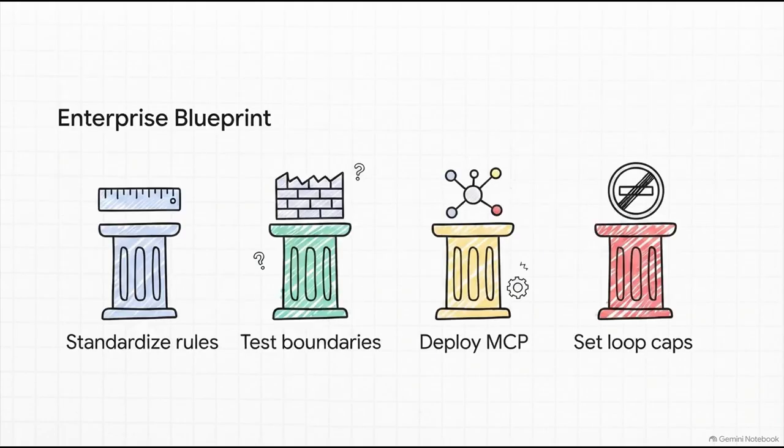So bringing it all together for the enterprise, this is your strategic blueprint for safely deploying orchestrated agents across an entire engineering team. You standardize the project context with declarative rules right out of the gate. You establish strict verification boundaries using CI/CD test hooks so bad code never even gets close to merging. You deploy the model context protocol to safely give agents access to your internal APIs. And super importantly, you configure maximum iteration caps to serve as hard circuit breakers against infinite loops.